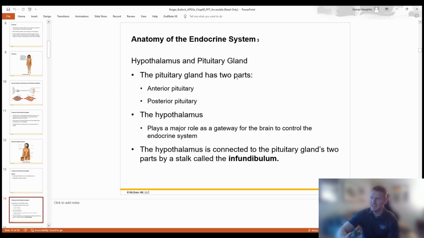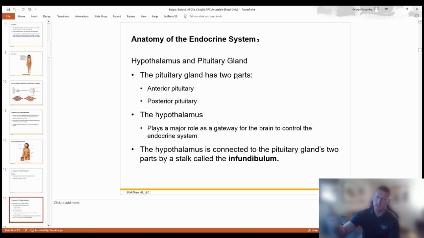So the hypothalamus is connected to the pituitary gland's two parts by a stalk called the infundibulum. I haven't said that in a while. I'll look up the pronunciation of that. But in any case, there is a direct communication between the two. The hypothalamus and pituitary are connected by a stem or a stalk. Infundibulum. All right, so there is a direct communication there.